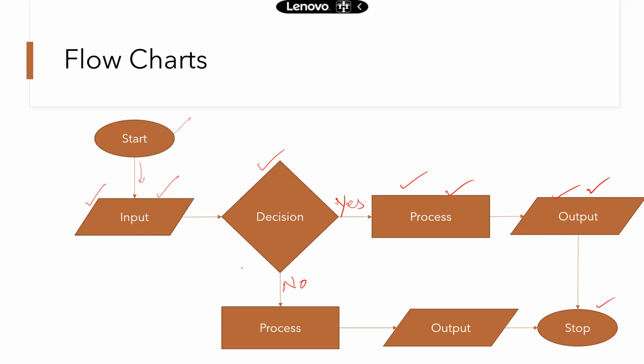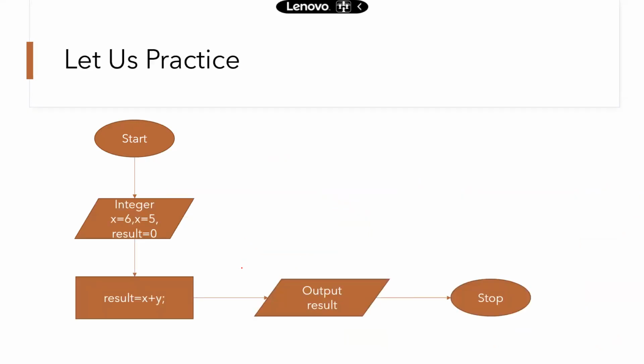So let's have some more examples related to flow charts. Let's start with this. In this flow chart, we're going to add two numbers and have a certain output. Let's assume that we have a problem, and the problem is that we need to add two numbers. So let's add two numbers.